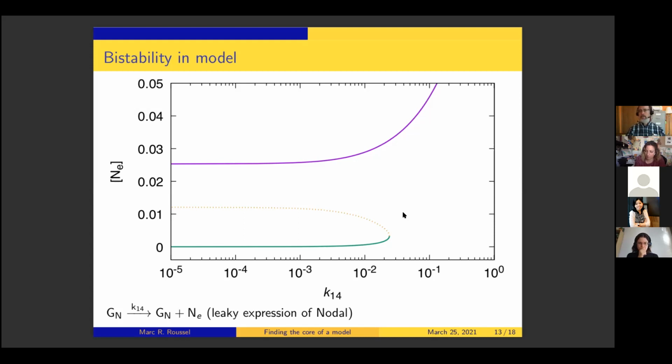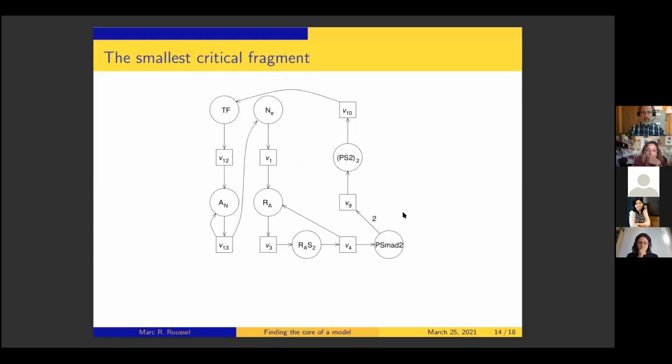So then the question is, well, which parts? Again, it's a big model, right? What did I say, 18 chemical species. Which parts of this model are really essential? Which parts do I need to get this behavior? And the answer is, there it is. This is the smallest critical fragment we found.